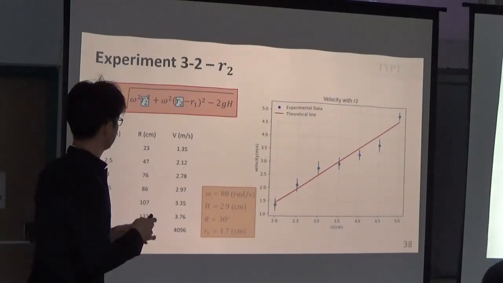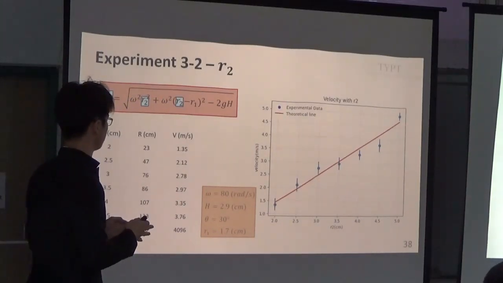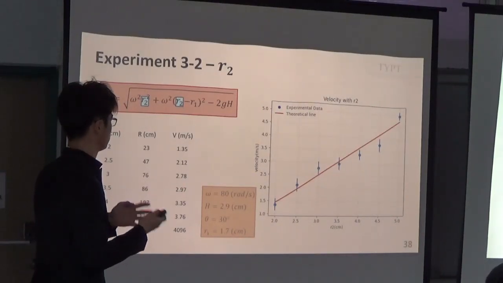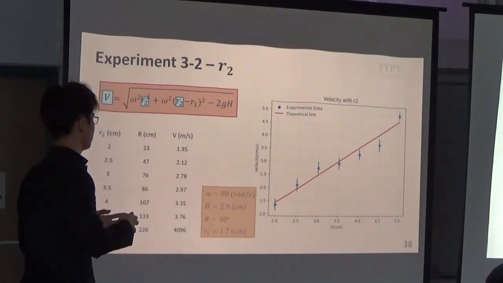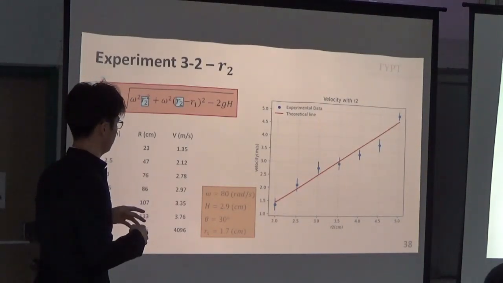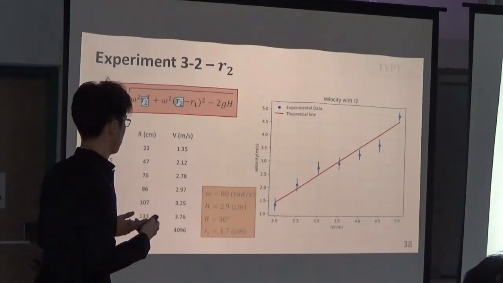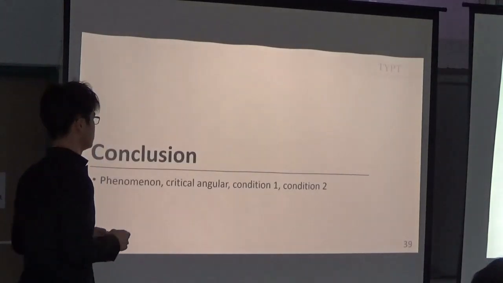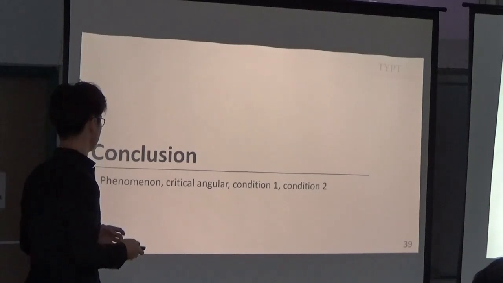And next, I would like to find the relationship between the upper radius of the straw and the velocity which comes out from the straw. And by that, when the upper radius becomes longer, then the velocity will become higher too. So next, I would like to talk about my conclusion.